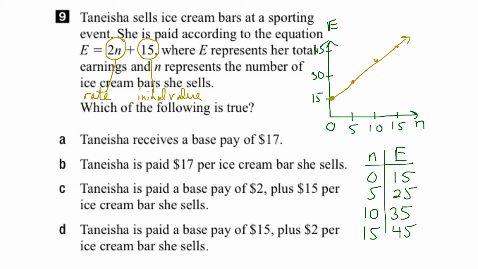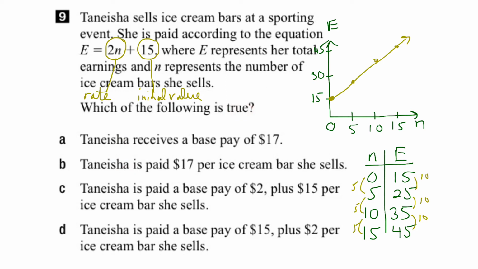We can also tell that here because if we look at the change in n, it's always going up by 5. That's consistent. And the change in earnings is going up by 10. And that's consistent. Therefore, it must be a linear relationship. Okay, now we can look at the statements and see which one is true.